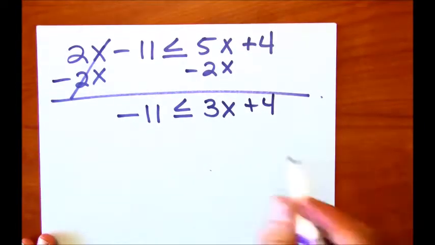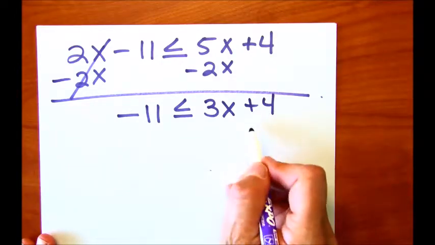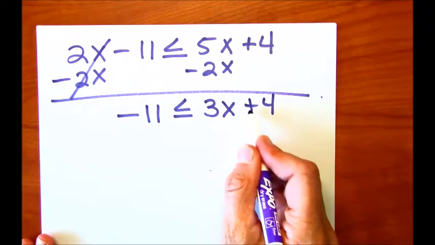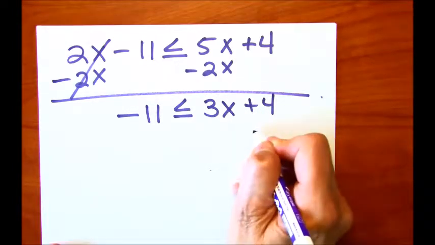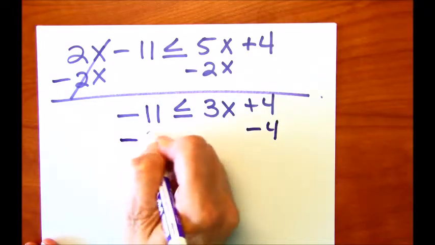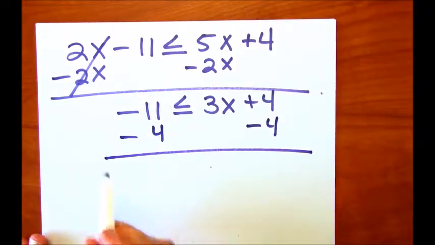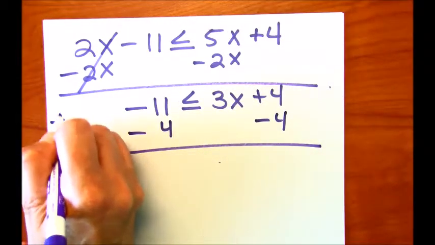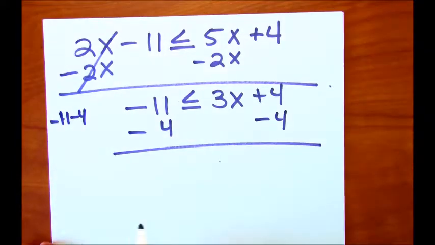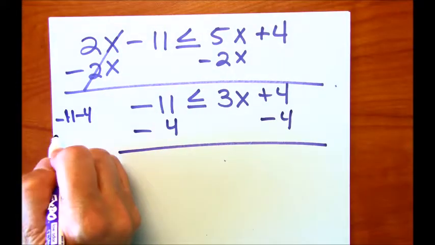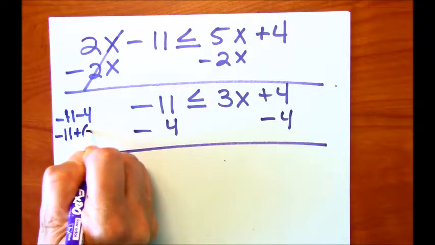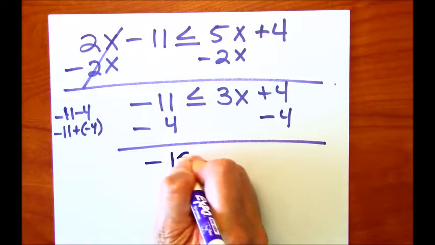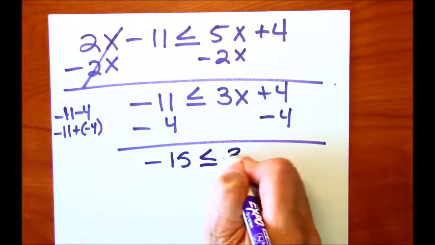Okay, now I want to get rid of this 4 business. I'm going to do the opposite of add positive. I'm going to add a negative, or I could just subtract 4. Now here we have -11 minus 4, and remember, if you write it like this, we could write it using the additive inverse, -11 plus -4. So really we're just adding the two negatives together. We're going to get -15 less than or equal to 3x.